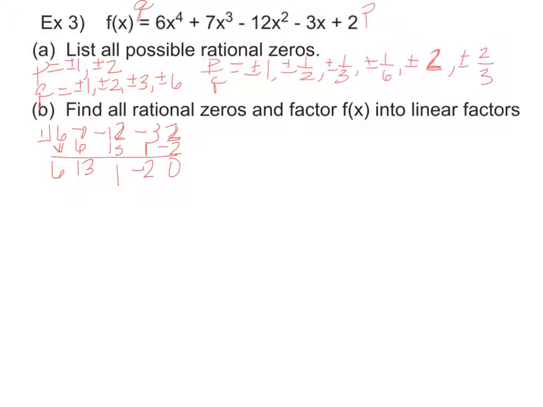And lo and behold, check that out. We already have a 0. And when you have a 0, then you circle your answer big time. That is one of your zeros, which also means it's one of your factors.